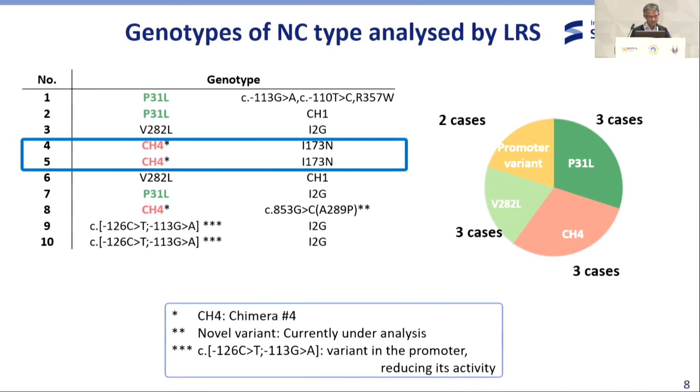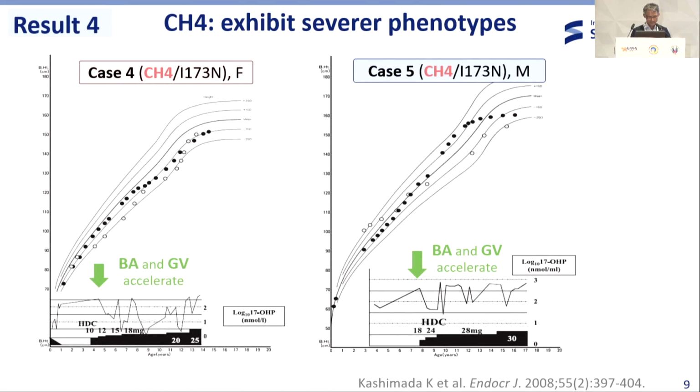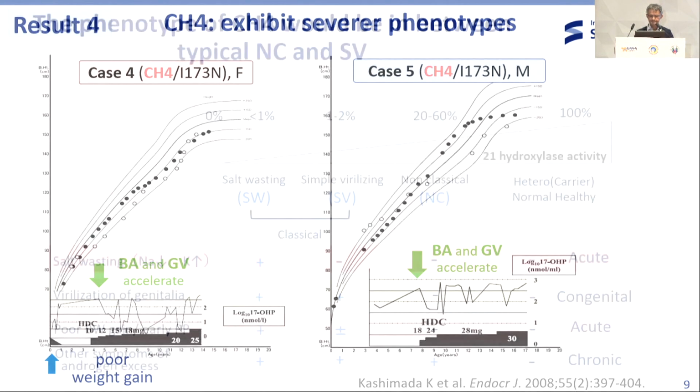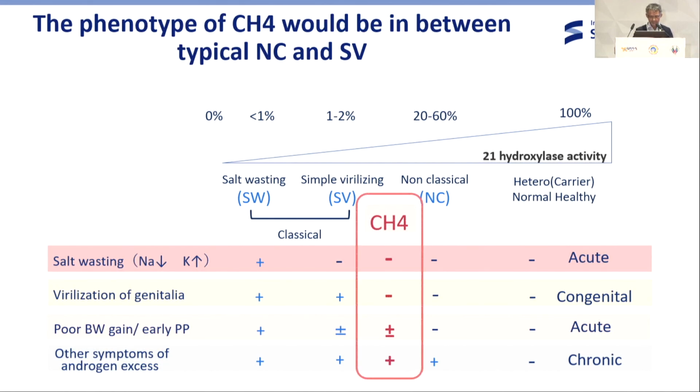Also, we experienced siblings of cases, and especially the left case is a sister, and she showed normal female genitalia, but she showed poor body weight gain, and we administered hydrocortisone during the first year of her life. Also, the two cases showed extremely advanced bone age. So we think that the severity of CH4 could be between the SV and NC types. This is my first message.